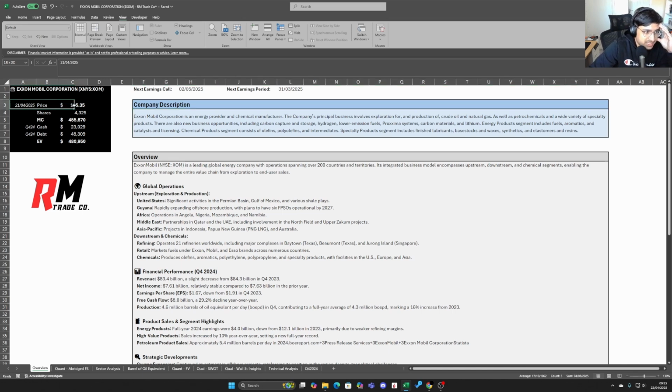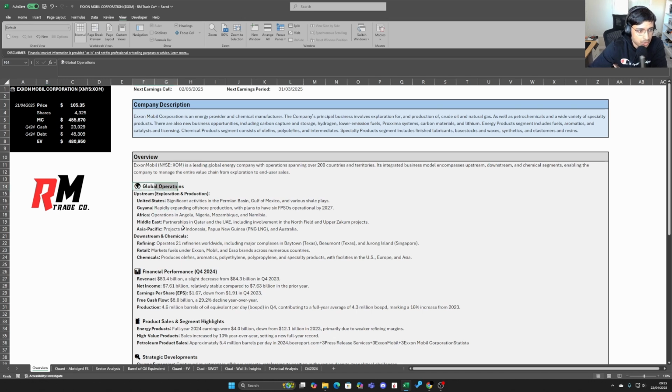So obviously, as of yesterday, I believe it was, the stock price was trading at $105, giving it a market cap of just under half a trillion, so 455 billion. And then, slightly due to the higher debt to cash position, it results in a slightly higher enterprise value versus the market cap. So obviously, as I said before, Exxon is a leading global energy company operating in well over 200 countries and territories.